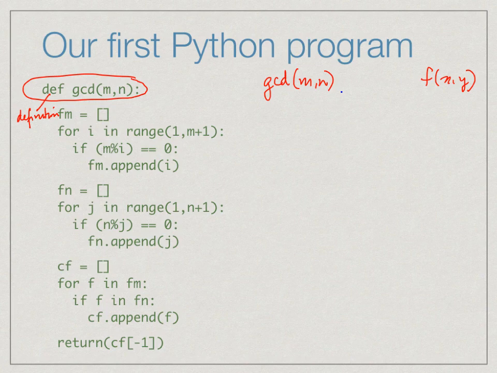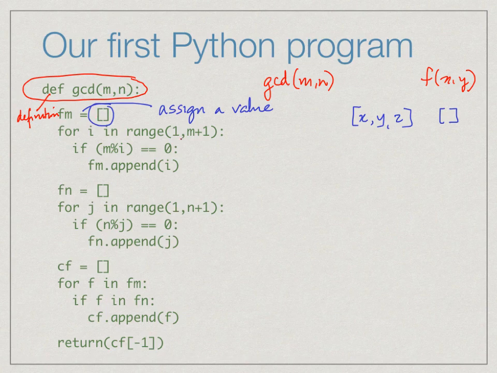Now the first step is to compute the list of factors of m. In Python, we write a list using square brackets. So a list is written as x, y, z, and so on. The empty list is just an open square bracket and a close square bracket. So we start off with an empty list of factors. This equality means assign a value. So we assign Fm, the list of factors of m, to be the empty list.